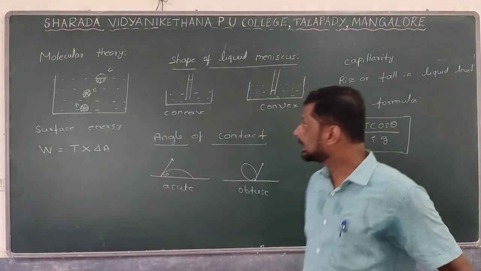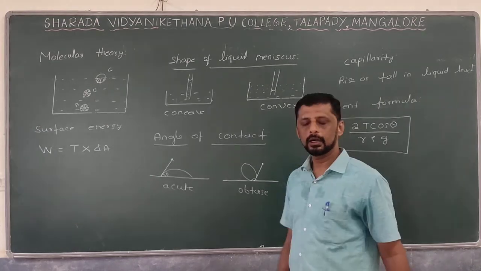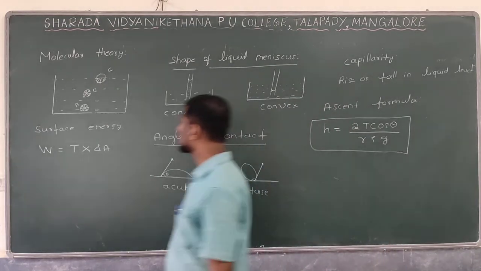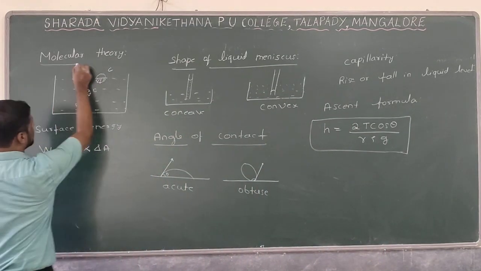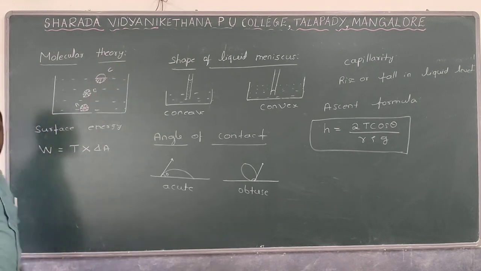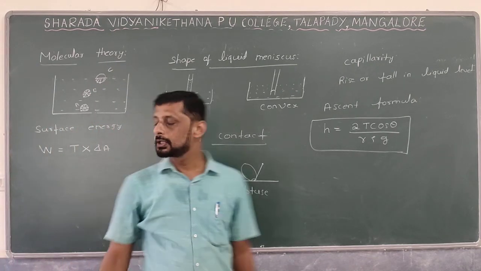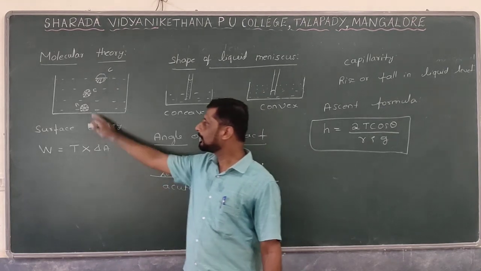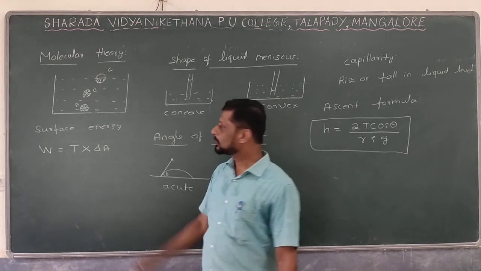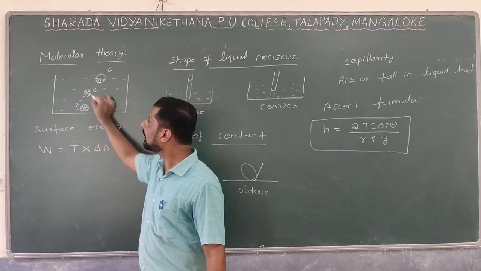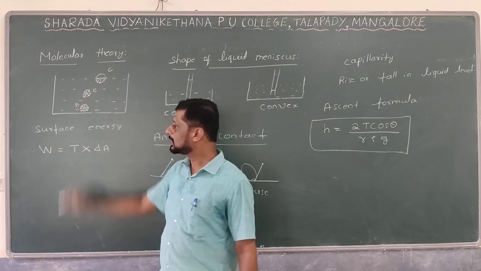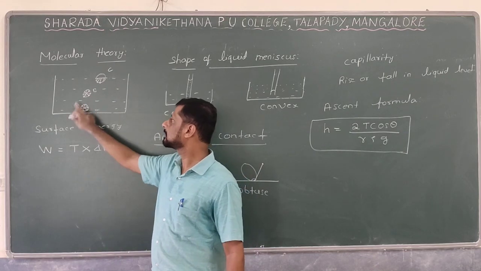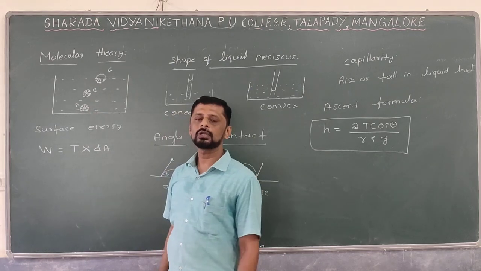Okay students, next another theory related to surface tension, that is the molecular theory. Here there is a vessel which contains some liquid, for example water. I will consider three different molecules A, B and C. One molecule lies well inside the liquid, so it is equally attracted by all the neighboring molecules. So this molecule will be attracted by this one, this one, this one and this one.